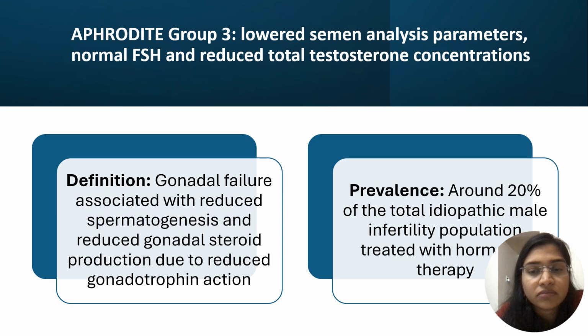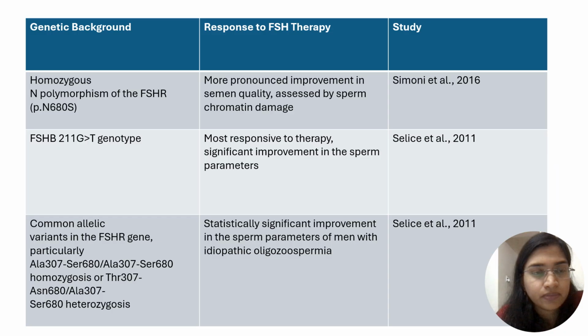The third group has two things abnormal: semen analysis parameters are lowered and testosterone levels are lowered, but FSH is normal. The definition is gonadal failure associated with reduced spermatogenesis and reduced gonadal steroid production due to reduced gonadotropin action. Prevalence is around 20% of the total idiopathic male infertility population treated with hormonal therapy. This is the genetic background, and it has been suggested that the response to FSH therapy might depend on the genetic background of the affected man.